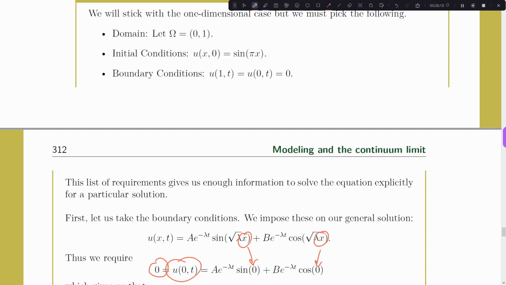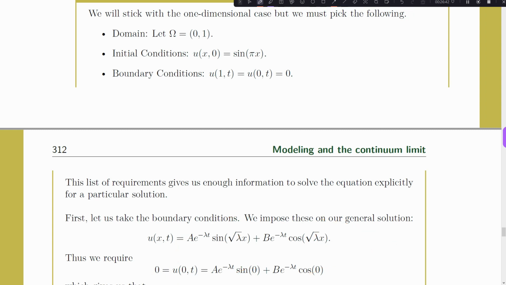Well, sine of 0 is 0, so that piece is gone. Cosine of 0 is 1. So what I recover is b e to the negative lambda t equals 0. And the only way for that to be true for all times is when b is equal to 0. So this implies b is equal to 0. If I jump down, there you go, that's what it tells me.